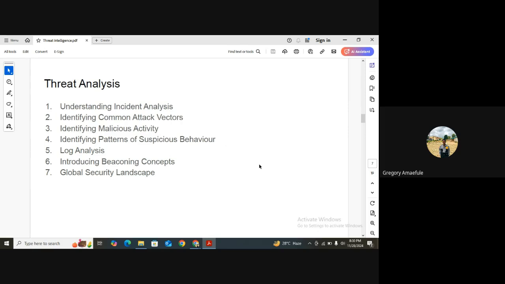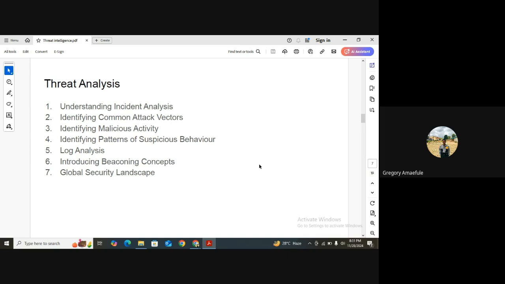But for this week, we're going to be focusing majorly on threat analysis, and we're going to cover the following sub-models under threat analysis. First of all, we're going to try to understand incident analysis. We're going to try to identify common attack vectors.